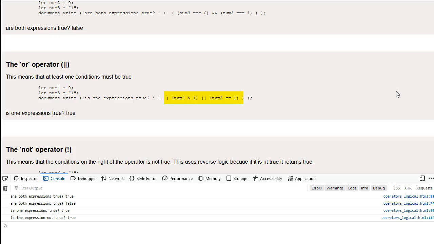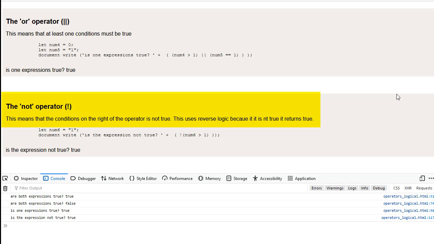I also have num5 equals 1. It's a string. However, it's not a strict comparison. Therefore, it will return true. Therefore, this whole expression returns true.